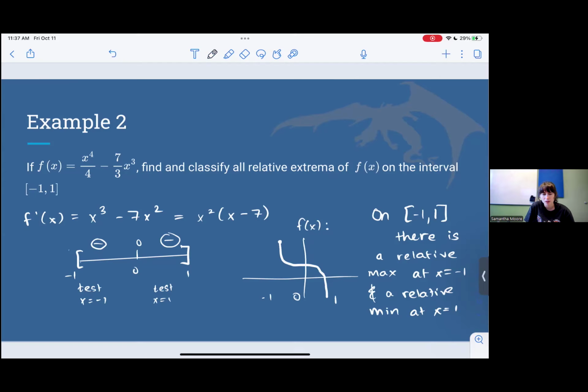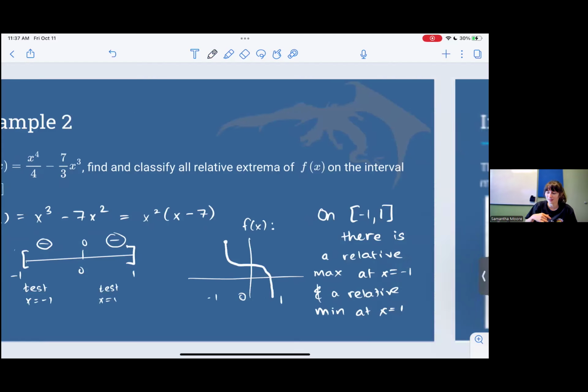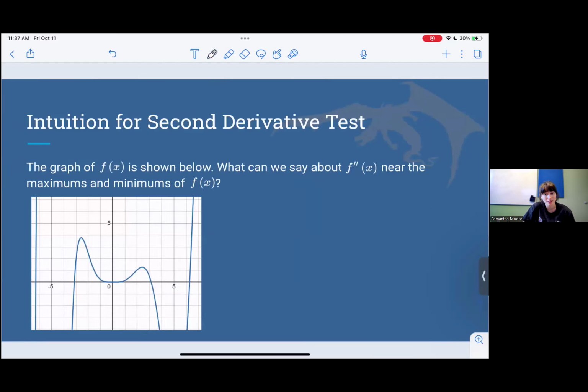So this isn't really quite the first derivative test, but really just thinking about our endpoints and thinking about what f prime is telling us is happening at those endpoints. Okay, so that's something to be mindful of if we ask you to classify relative extrema on a closed interval. You need to do the first derivative test everywhere inside of the interval, and then you also need to think about your endpoints and what's going on there. Okay, so that was the first derivative test.